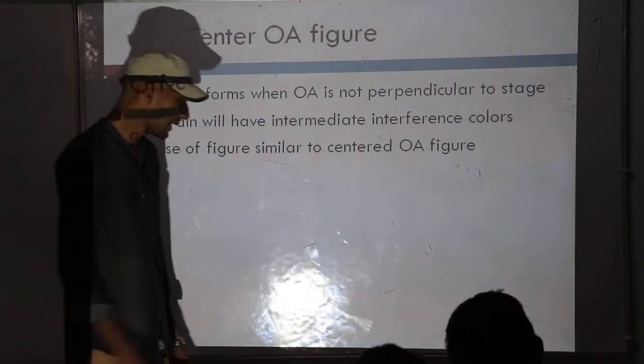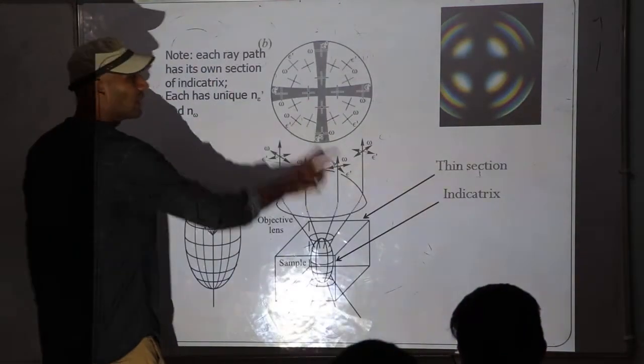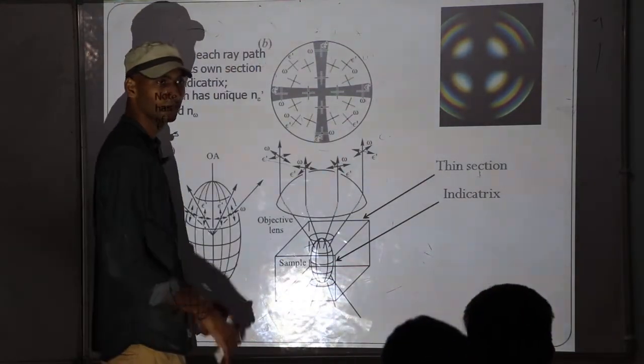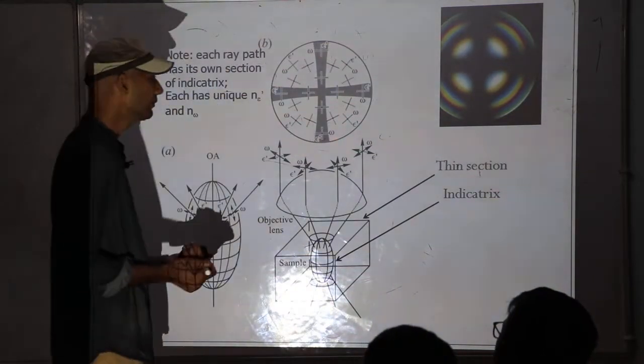Now the off-centered optic axis figure. Okay, one more thing. If we rotate the stage in the optic axis figure, what will happen? If we are rotating the stage, what will happen?